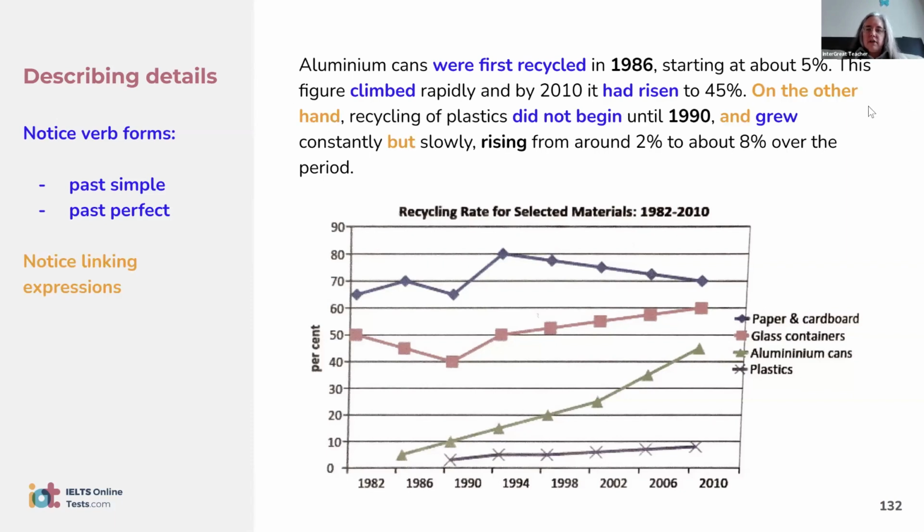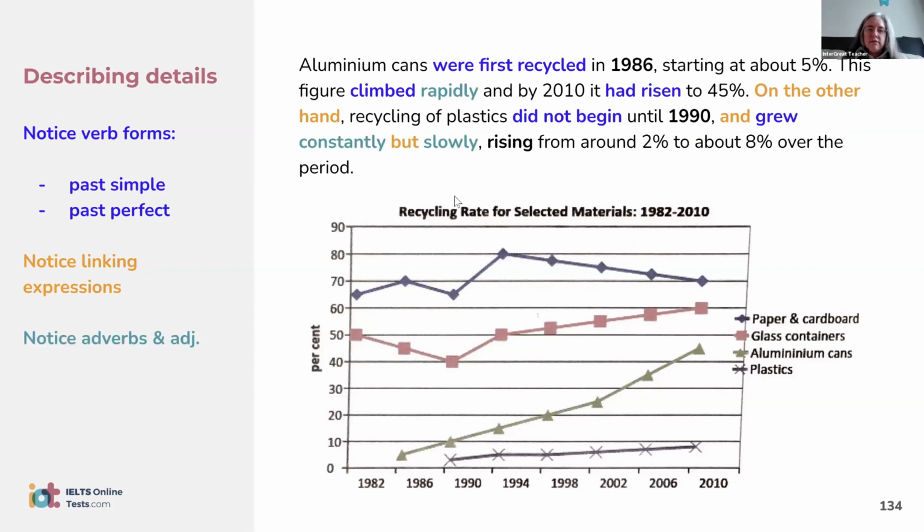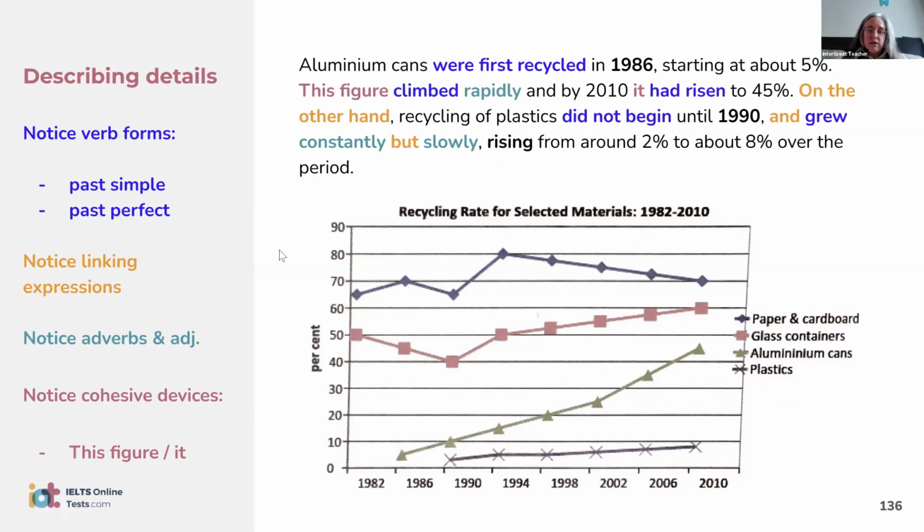Linking expressions, on the other hand, and but. Adverbs and adjectives: rapidly, constantly, slowly. Okay, so I think we've just got adverbs there this time. And just like I said last time, linking expressions that we already looked at are a type of cohesive device. Reference and substitution is another one here.